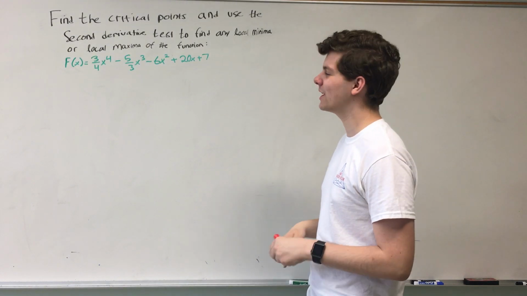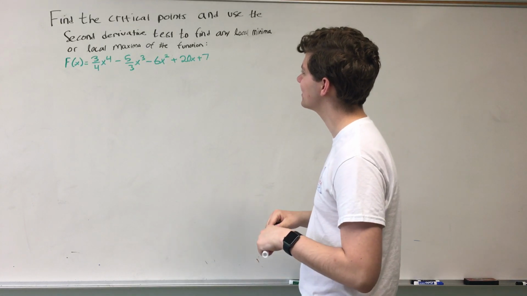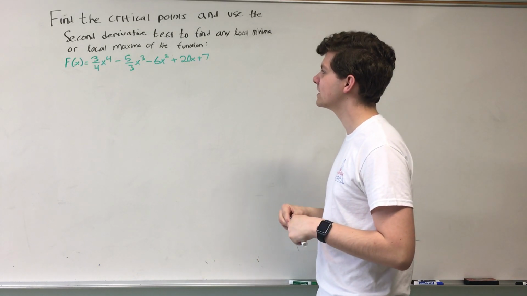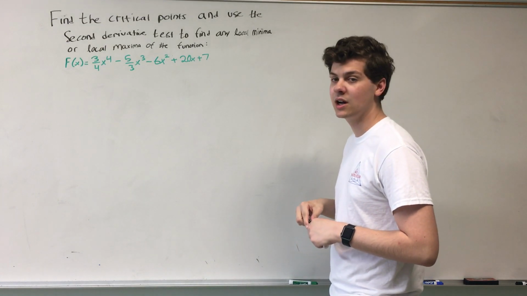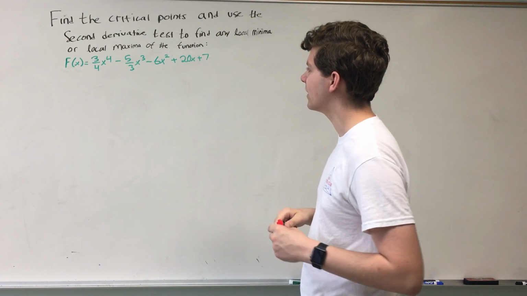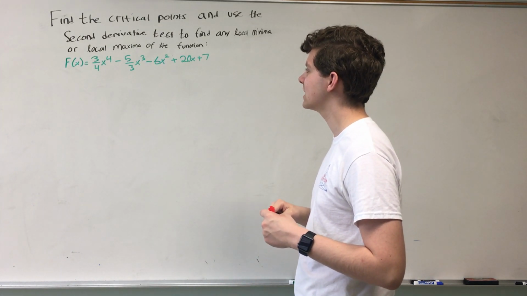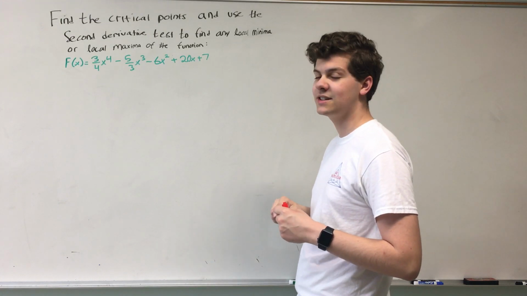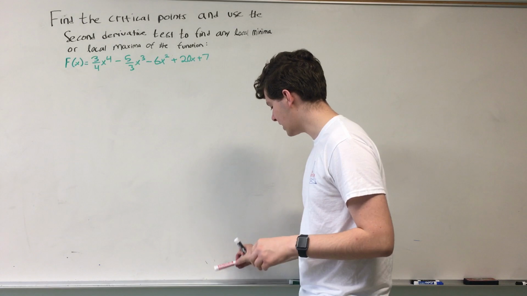Hello everybody, welcome back to Whiteboard Wednesday, and today we will be doing this problem which says find the critical points and use the second derivative test to find any local minima or local maxima of this function right here. f(x) equals 3/4 x to the fourth minus 5/3 times x to the third minus 6x squared plus 20x plus 7. So let's jump right on into it.